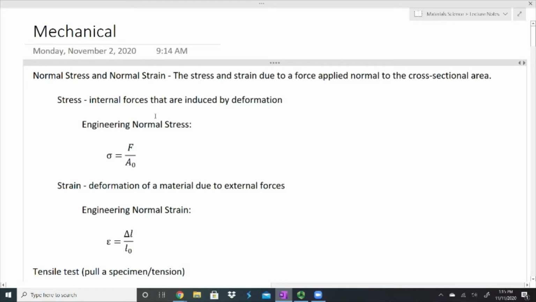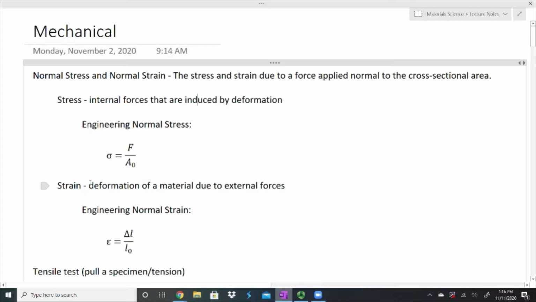There are different types of stresses. We already talked about what normal stress is. Even within normal stress, there are other types. The one that we use the most often is engineering normal stress, and this is the equation for it. Stress equals our force over our original cross-sectional area. That's what A naught is. As we deform our material, our cross-sectional area will change, but it makes it much easier to run these tests if we just use our beginning area.